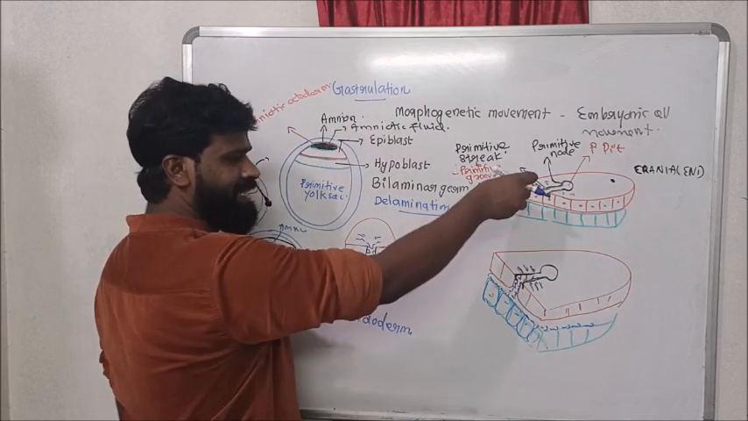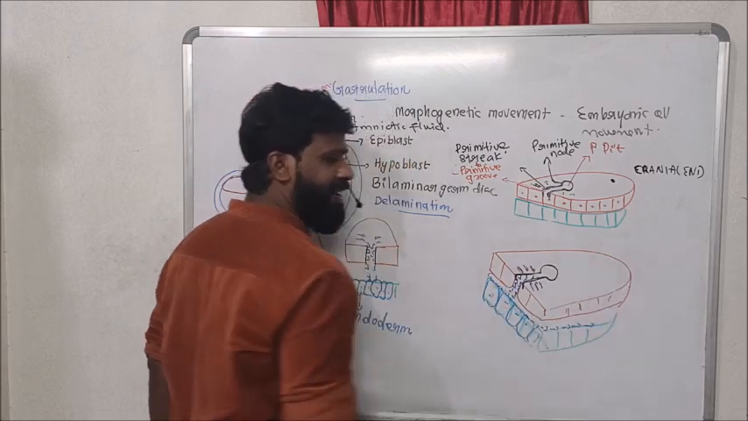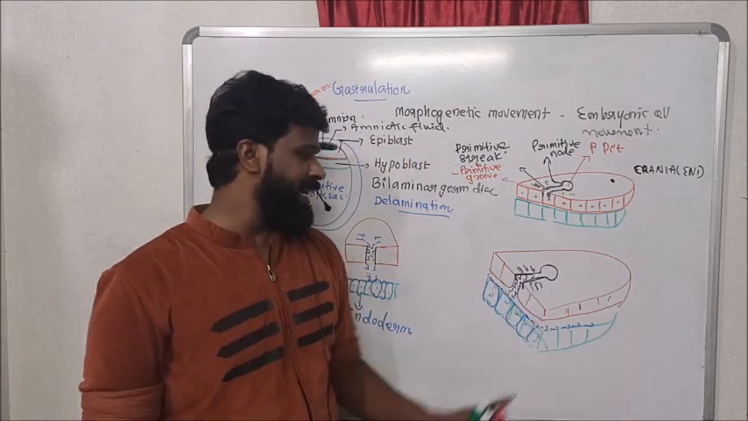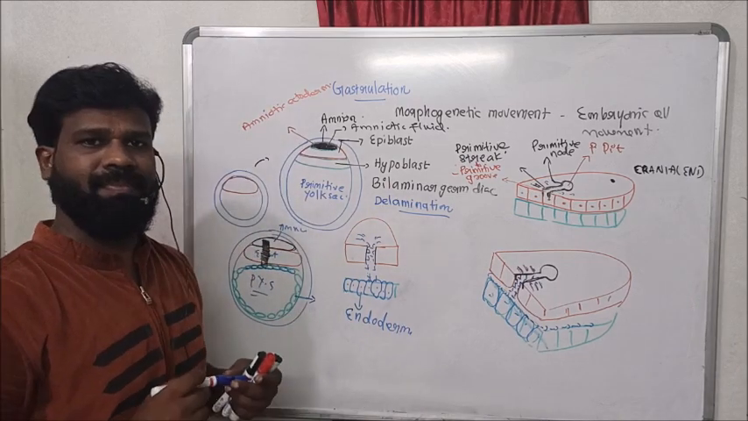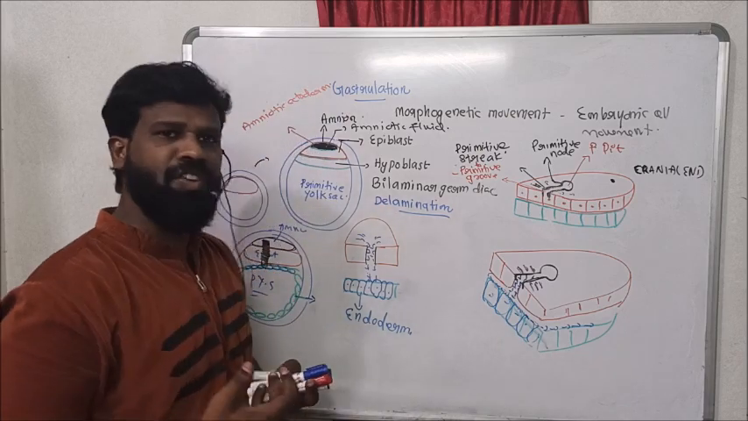That means these cells move down, then to the side and move forward. This formed layer is endoderm. Then again the cells of the epiblast undergo movement.